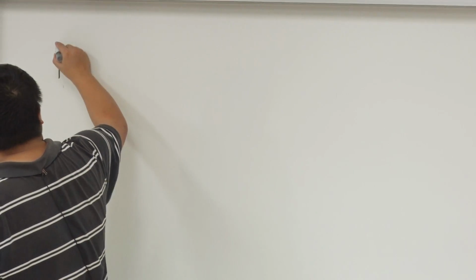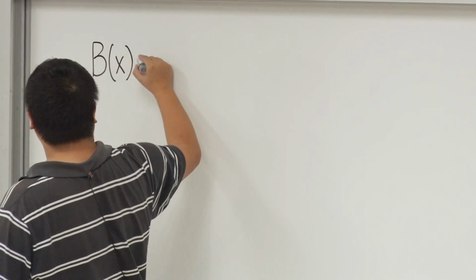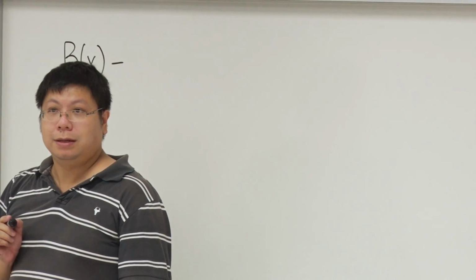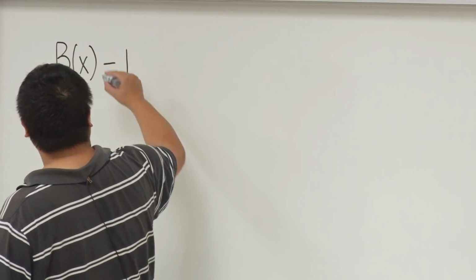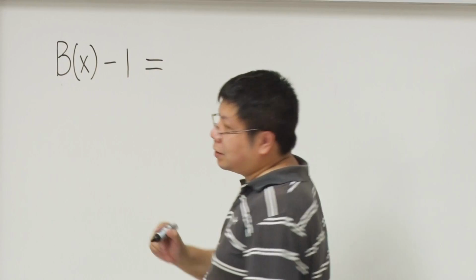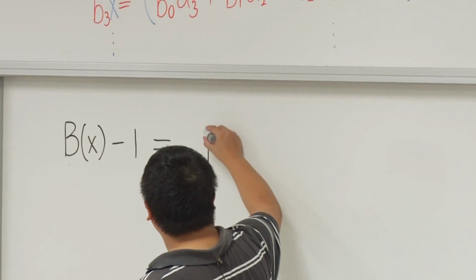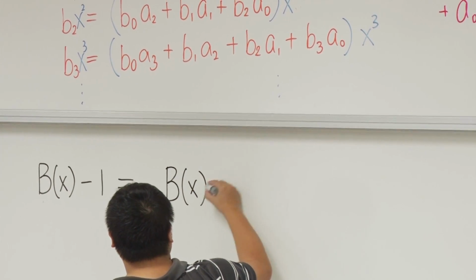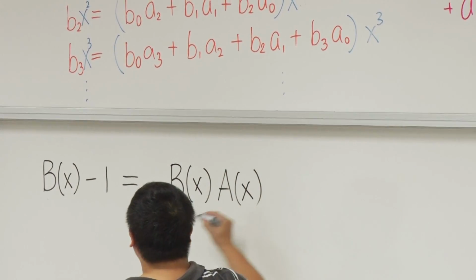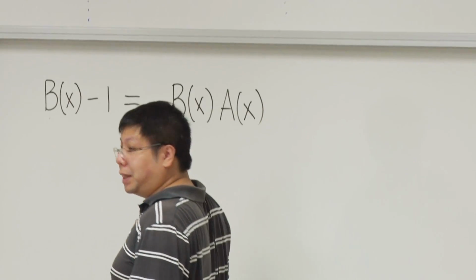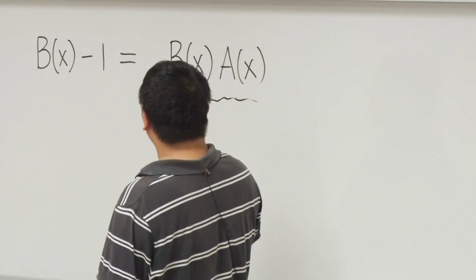After adding, the left-hand side will be equal to b of x minus b0. Is that okay? So b of x minus 1. And the right-hand side, what is it? The right-hand side is like you multiply b(x) with a(x). It may not be exactly the same, but it is related. So what is b(x) times a(x)?